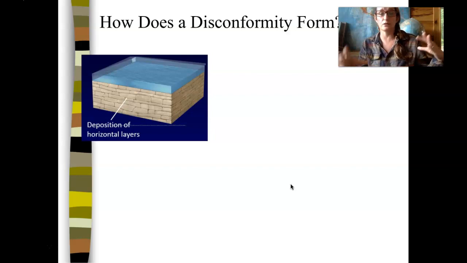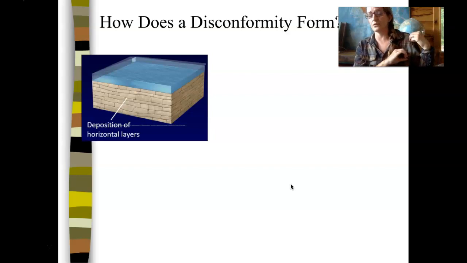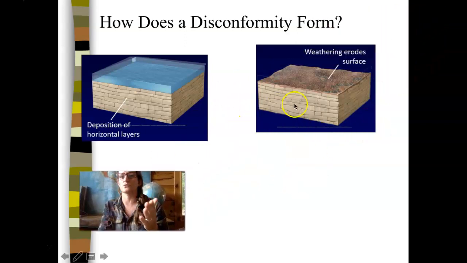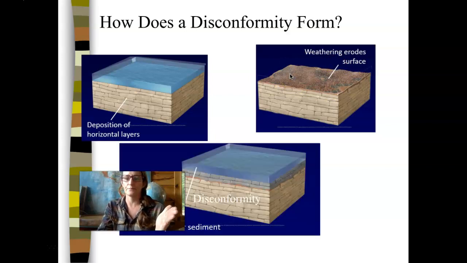And a disconformity, we're going to start out like we did with the angular unconformity, horizontal layers of limestone, and then over time, if the sea level drops, it's going to expose that limestone to erosion. So this is the weathered, eroded surface of the limestone. Time passes, and then sea level rises again.